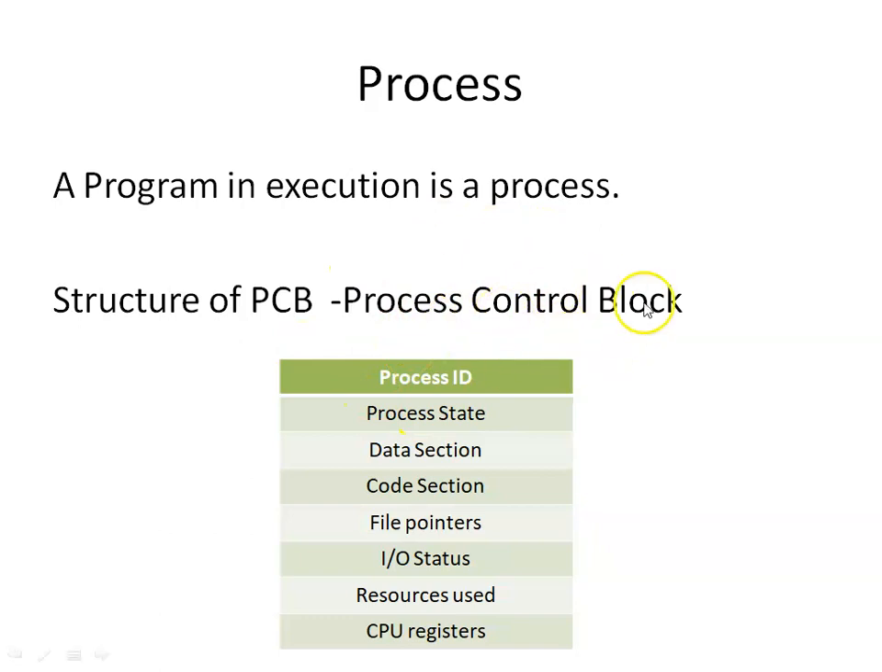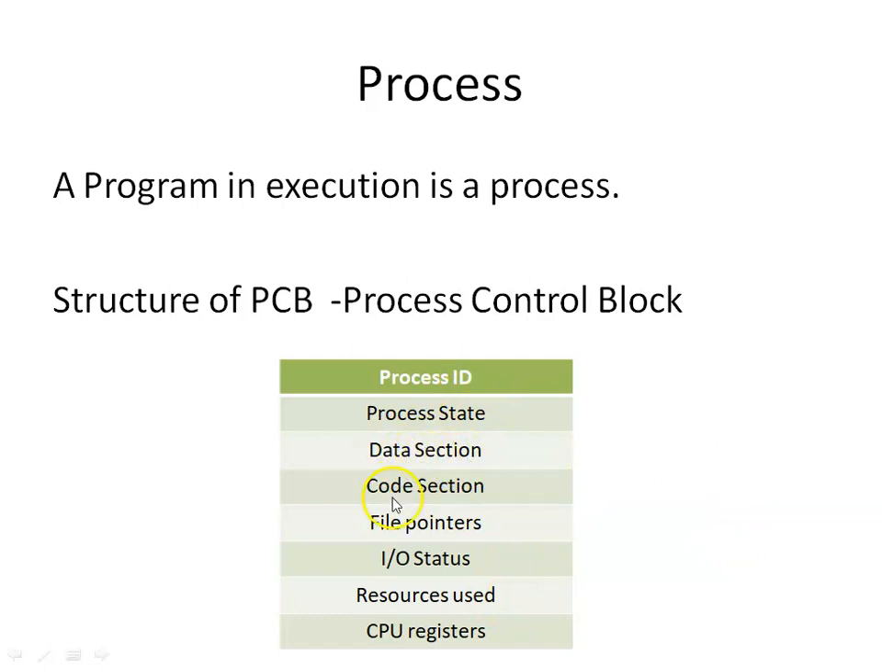Then we have a process state. Process state is whether the process is currently running with the CPU, or it is waiting for some kind of input output, or whether it is new and not yet scheduled, or it has completed the IO and now it is waiting for the CPU, or it has terminated. So all these states, or it is suspended, waiting. Multiple states are there in which the process can be inside a computer system.